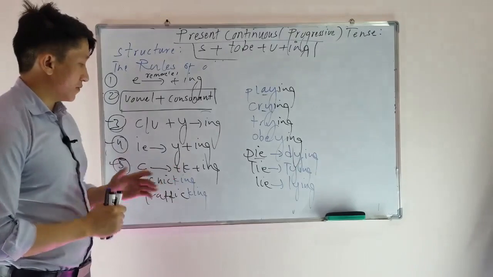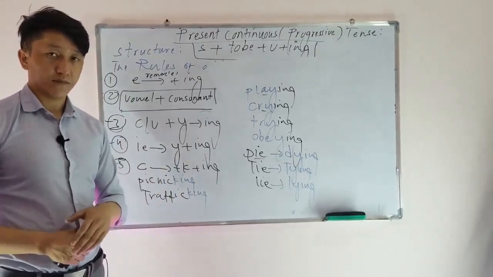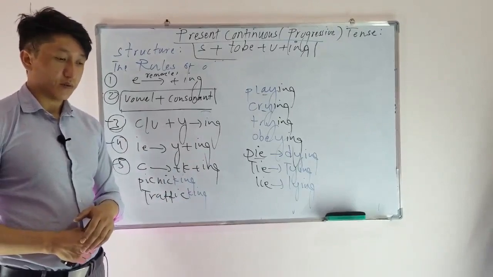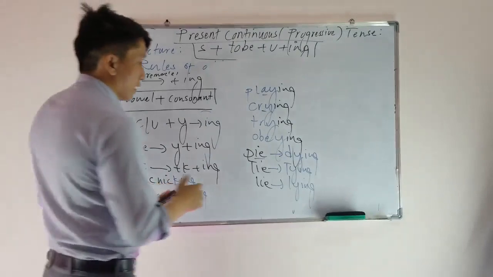Now, these are the important rules of adding ing. For the rest of them, we don't have any specific rules. You just add ing. For example, speaking, and for example, booking, climbing, and so on.